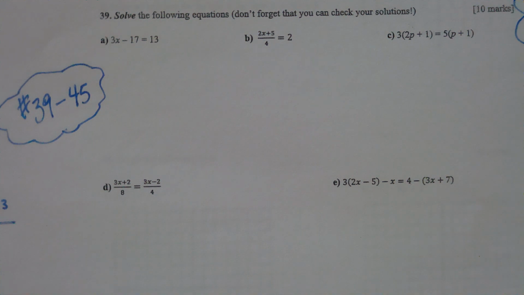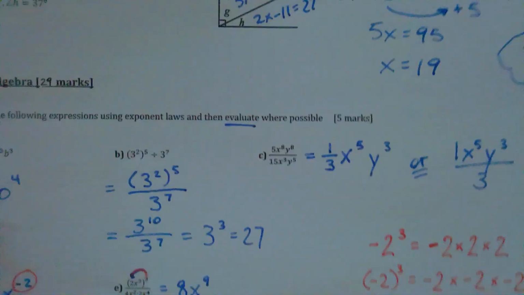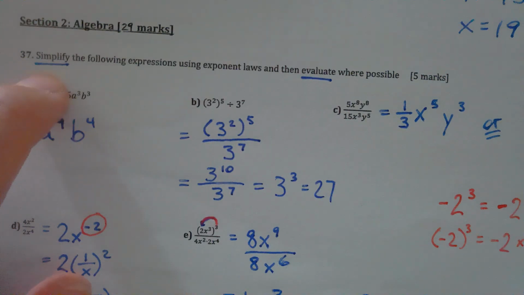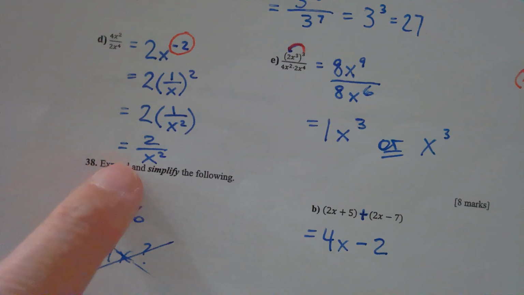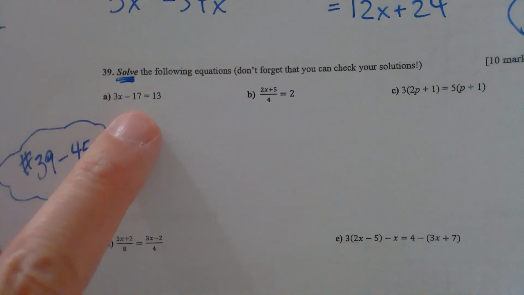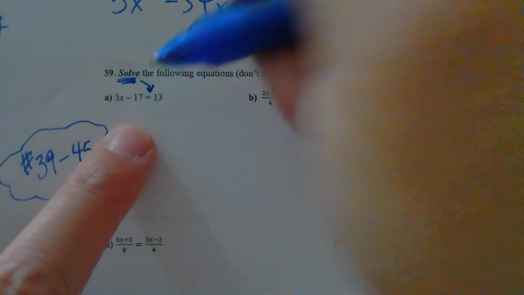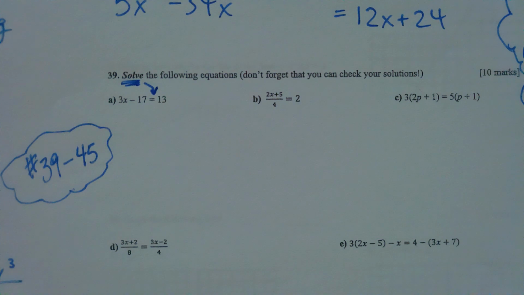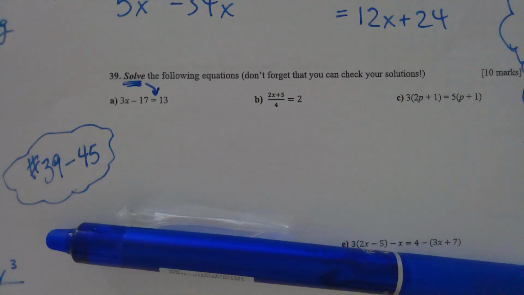So solve the following equations. Notice this question here, number 37, says simplify and then evaluate, or expand and simplify, because these ones don't have an equal sign. So you can't solve for x. These ones, there is an equal sign. That means you are able to solve for x. At the end, it should say x equals.